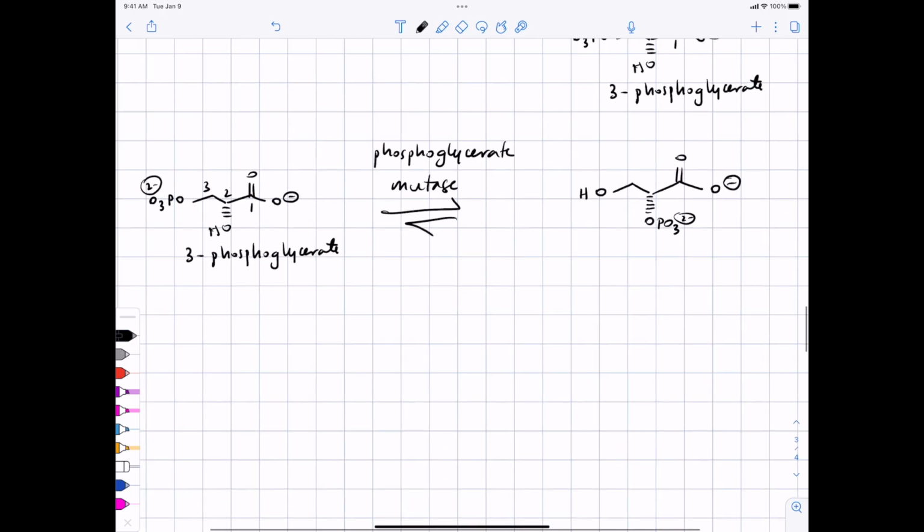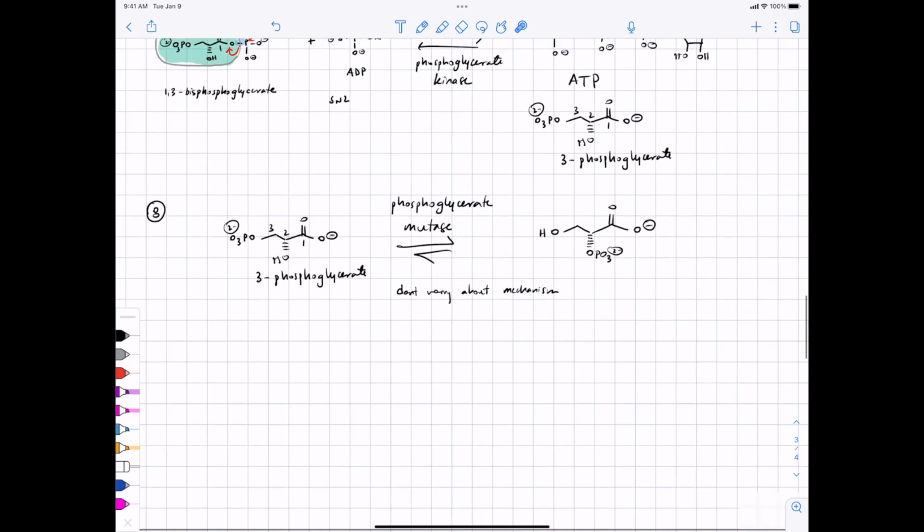And the mechanism here is a little bit complicated, so we're not actually going to worry about it. It's not that bad, but the details are just maybe a little bit overwhelming, so we won't worry about it. Basically, it involves a histidine side chain that has a phosphate group attached to it, and you add a phosphate group to this OH group, and then you remove it from that one.